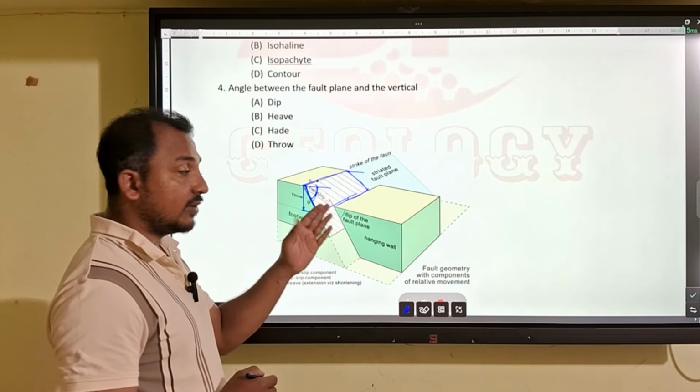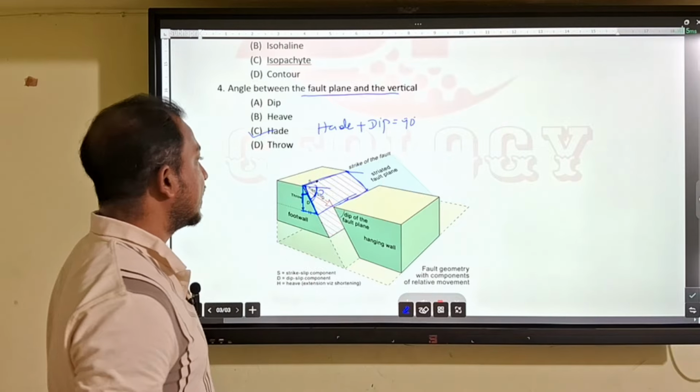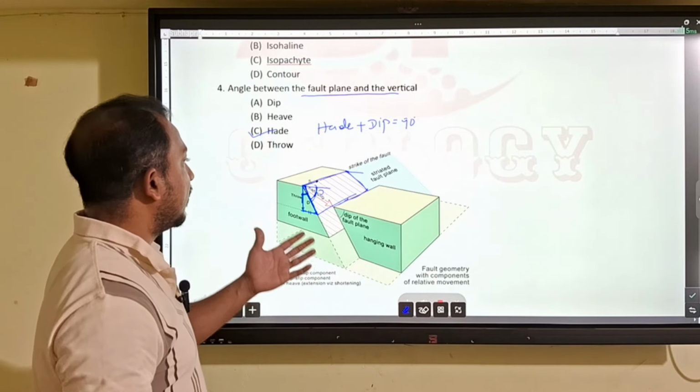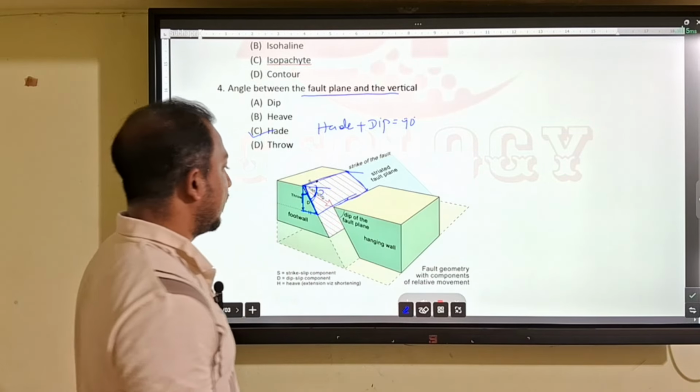So the angle between the vertical component and the fault plane is called your hade. This is your dip and this is your hade. The question asks about the fault plane and the vertical, so this will be hade. Always remember, hade plus dip is equal to 90 degrees. Hade plus dip is always 90 degrees. So the answer will be hade. Heave is the horizontal component of the fault plane, throw is the vertical component of the fault plane.